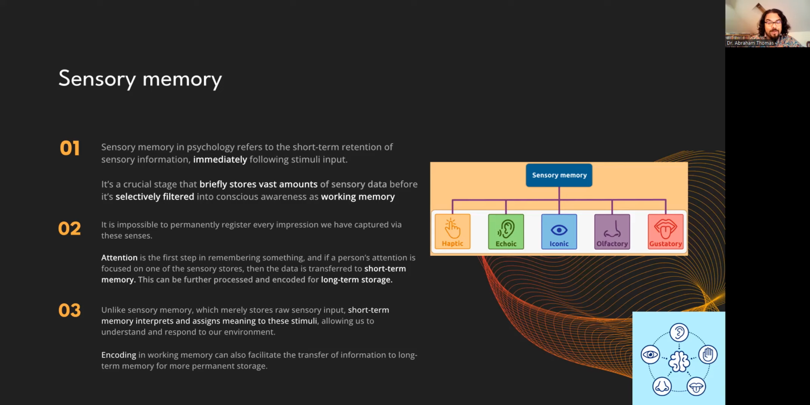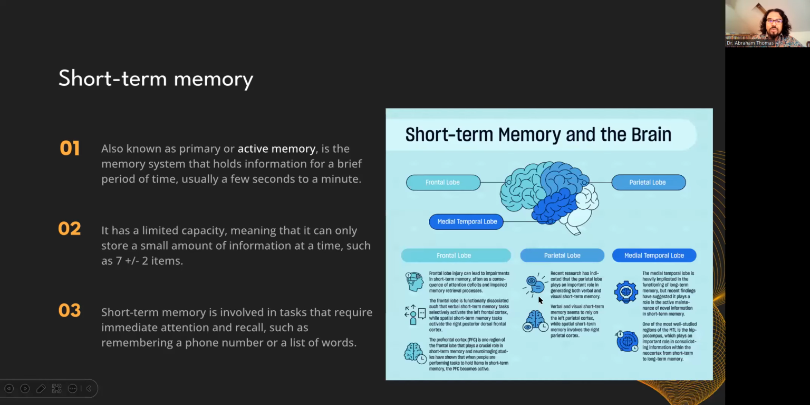And we're going to be talking about encoding in a little bit more detail. Encoding in working memory can also facilitate the transfer of information to long-term memory for more permanent storage. So what are some of the techniques we can use to improve our short-term memory?